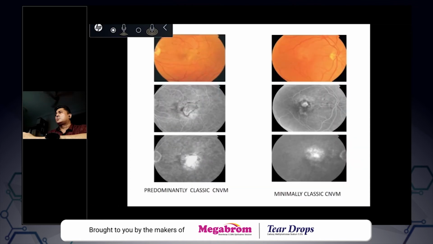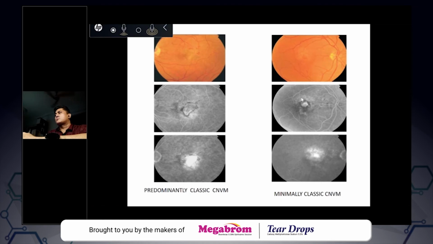Now, look at this particular part. So this is not that important. You see there is an occult CNVM here, stipple appearance of the angiogram, but in the center of it, you see a classic CNVM. So it's a classic CNVM inside this entire CNVM. This classic CNVM occupies more than 50% of the entire lesion. So this is actually a predominantly classic CNVM. It's both classic and occult, but it's predominantly classic.